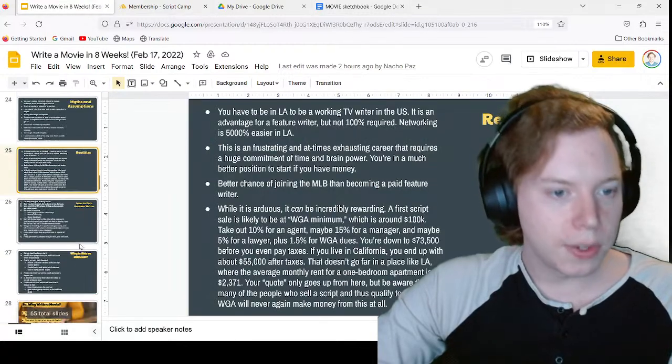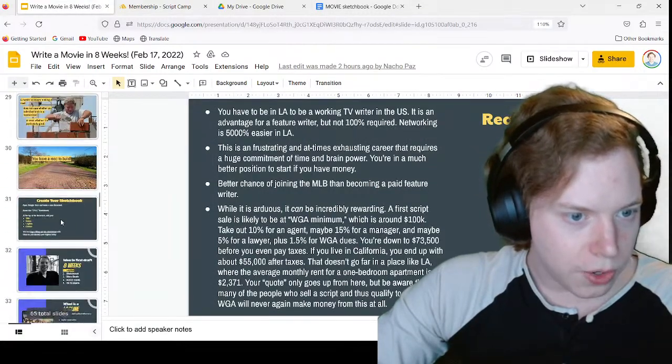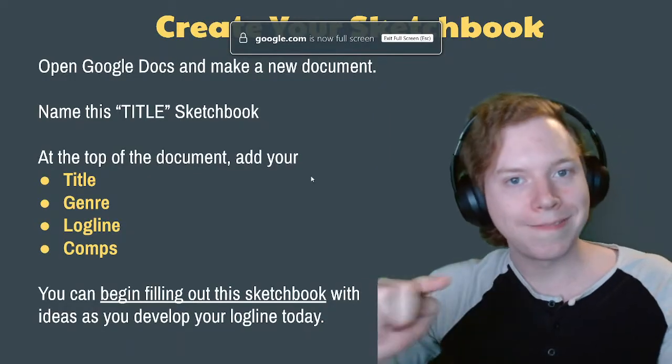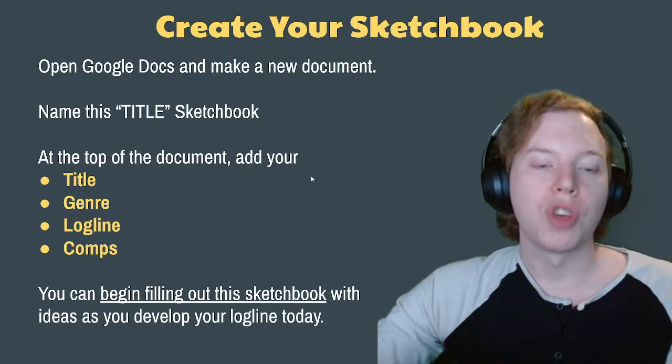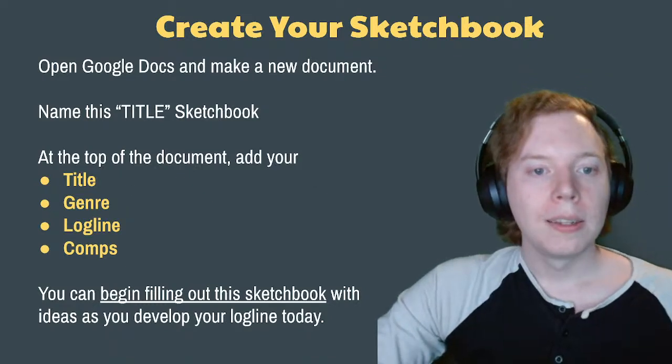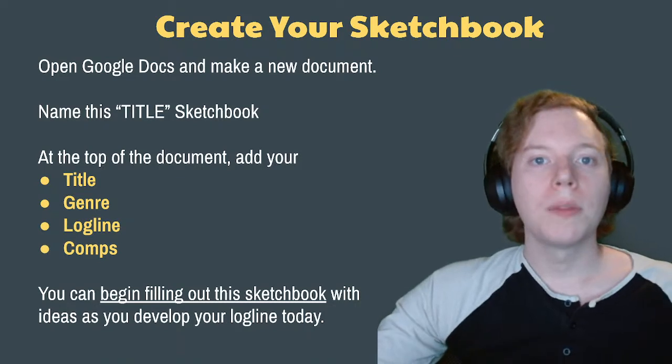Let's see. Where's my sketchbook page? Here it is. So at the top, put these following things. We have title, genre, logline, and comps. Let's go over what each of these things are. Title, we all know what this is.